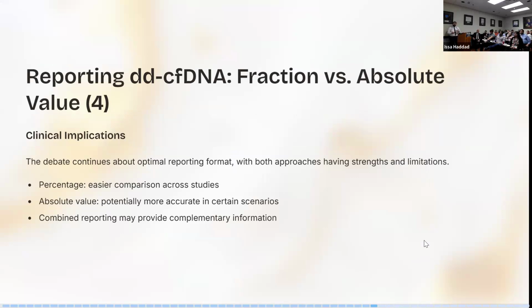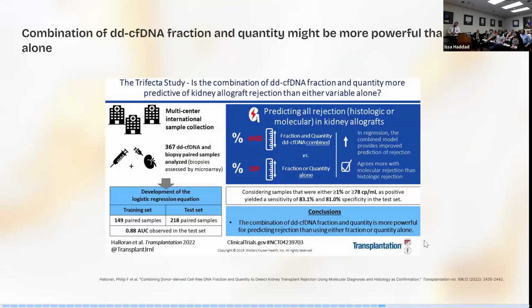the percentage can be an easier comparison across the studies. The absolute value was potentially more accurate in certain scenarios, like when there is a recipient involvement. And the question they asked is whether combined reporting is more helpful than either alone. And this is the trifecta study that came, a multi-center international sample collection. They looked at more than 360 donor-derived cell-free DNA samples, and they tried to predict rejection using the percentage as well as the absolute value.